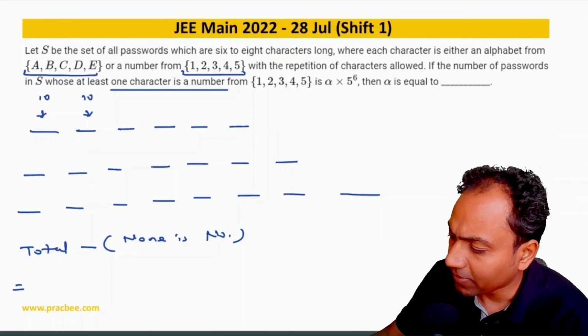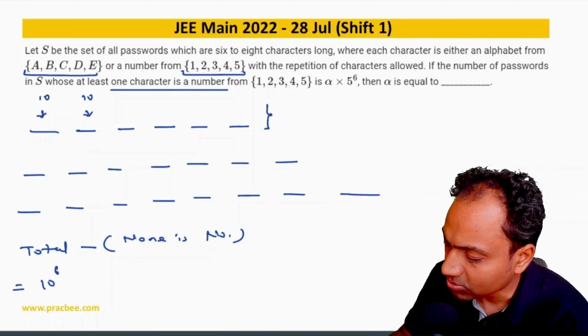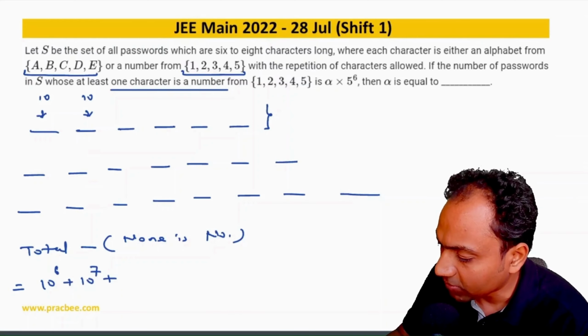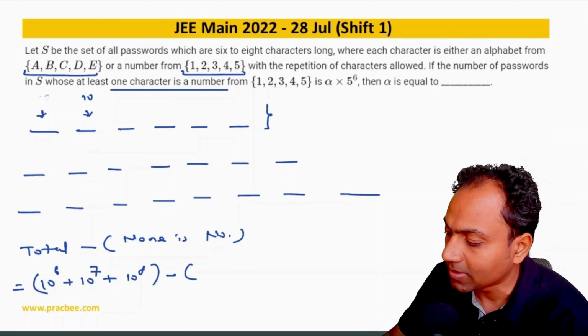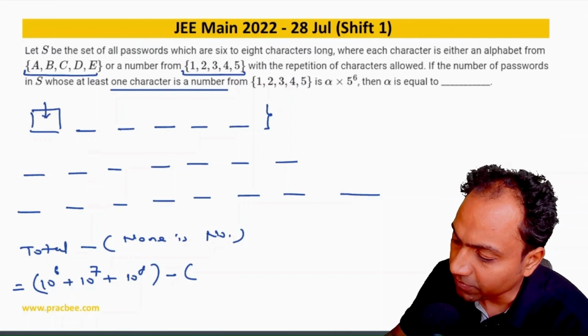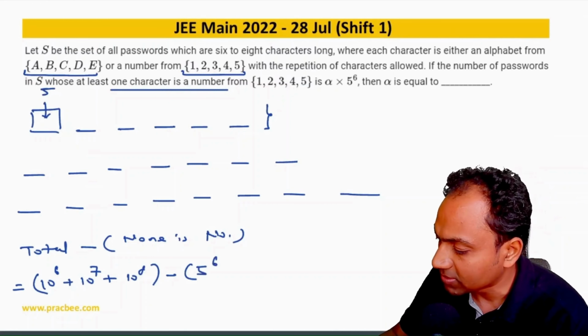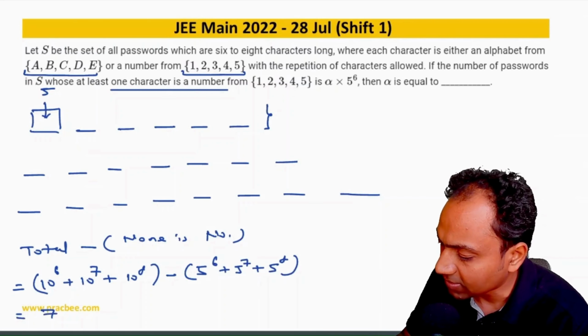Now for a 6-digit password, the total could be nothing but 10 raised to the power 6. For 7, it would be 10 raised to the power 7. And for 8, it would be nothing but 10 raised to the power 8. Now for the first case, if none of the alphabets, none of the numbers come, then I can fill this first box in nothing but 5 ways, which are nothing but alphabets. If I do it, it becomes 5 raised to the power 6. The second will become 5 raised to the power 7. The third will become 5 raised to the power 8. If you simplify this, we get our number 70.